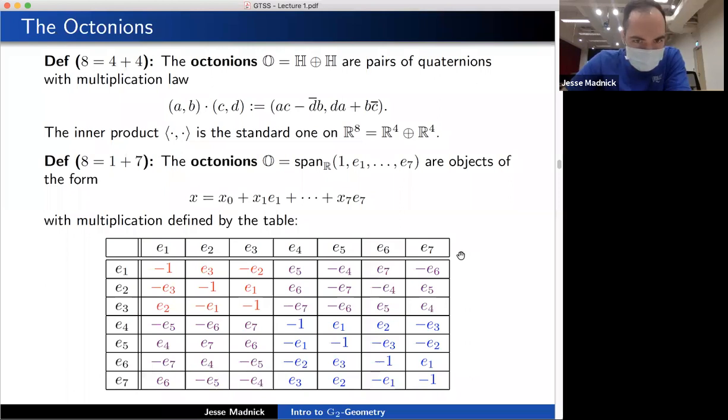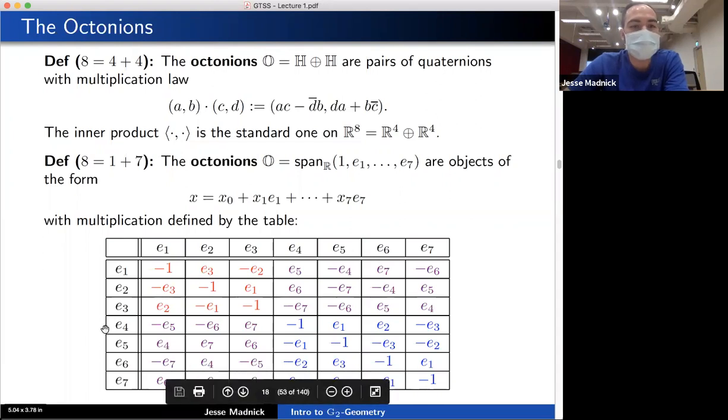Notice I've colored the table in a particular way to highlight certain patterns. If you take E1, E2, and E3 and you multiply them by E1, E2, and E3, then either you get -1 back or you get plus or minus E1, E2, or E3. Contrast that with what happens when you multiply E4, 5, 6, 7 with E4, 5, 6, 7. In that case, you don't get 4, 5, 6, 7 back, you get, again, 1, 2, 3.